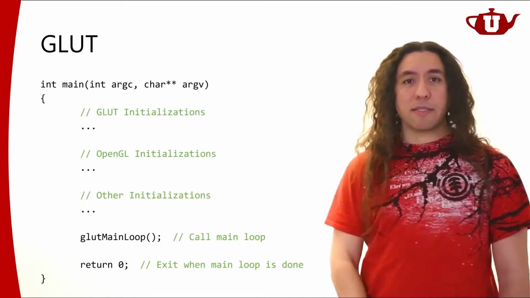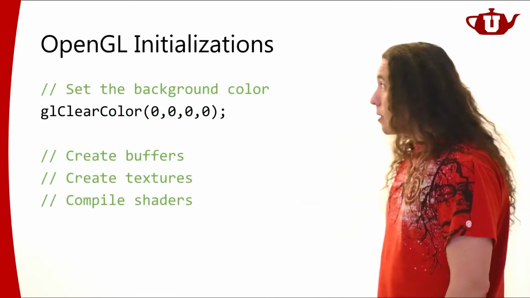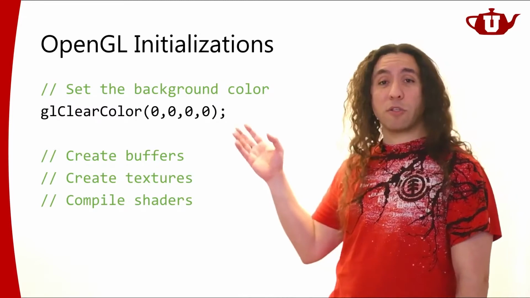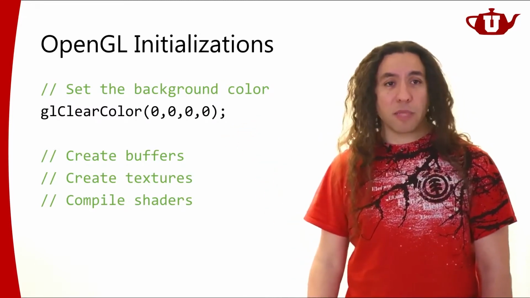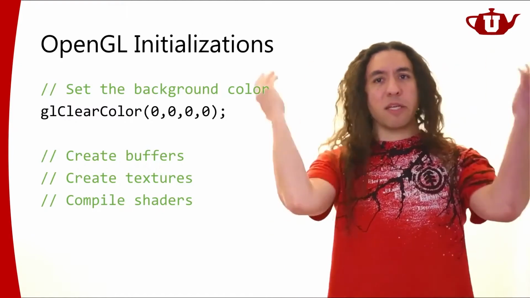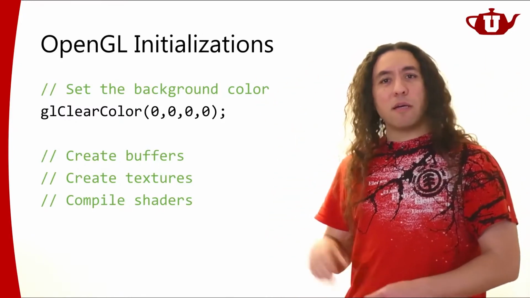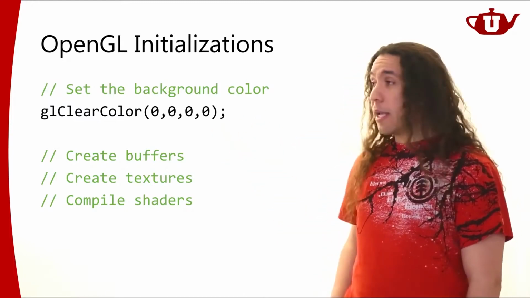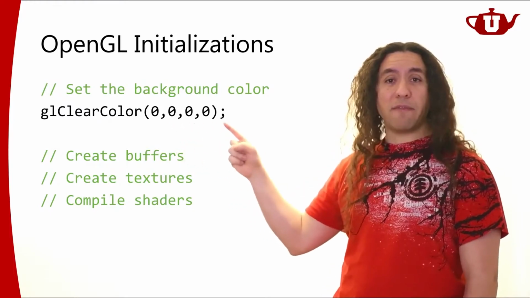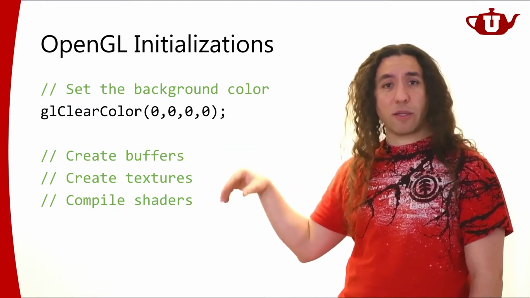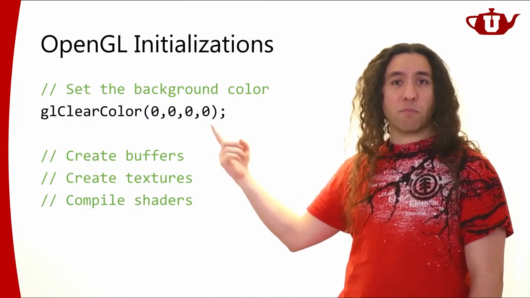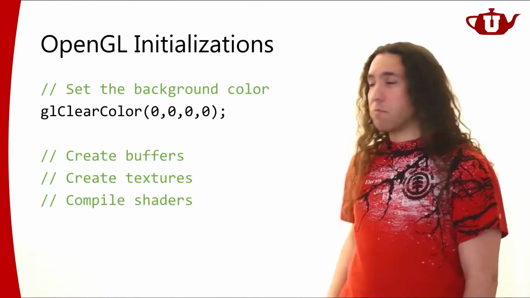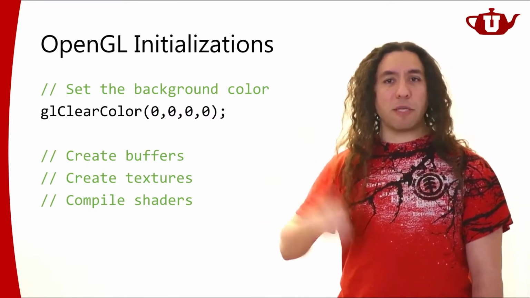So let's talk about these OpenGL initializations a little bit. Now there's actually a lot that we're going to have to do here. For example, one of the things we're going to do is set a background color. Whenever we tell OpenGL to clear the window, clear all of the buffers, we need to tell OpenGL what to clear it with. We pick a color and that's how it's cleared. In this case, these are going to be the RGBA values. These are floating point values between 0 and 1. And 0, 0, 0, 0 is going to be black with alpha value 0, so fully transparent black. Whenever you clear the screen, OpenGL will be using this color.